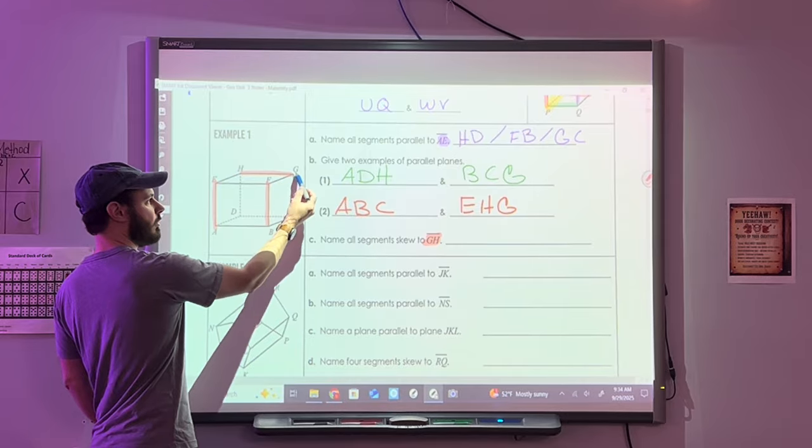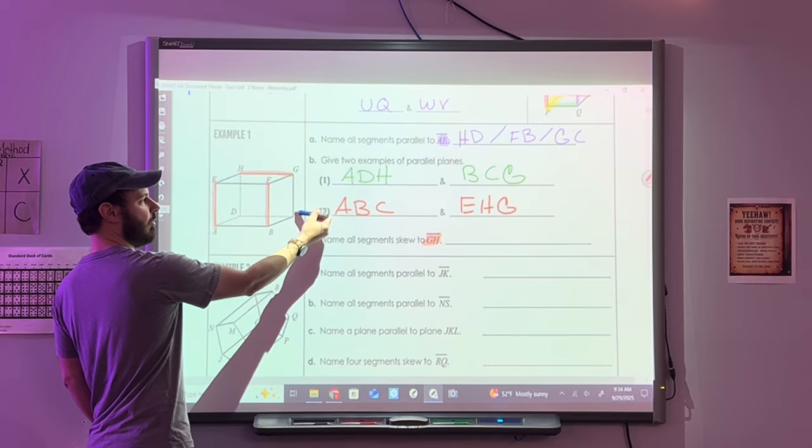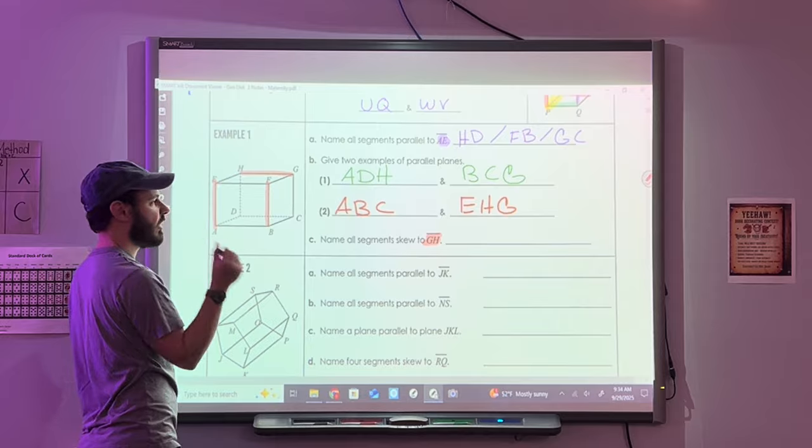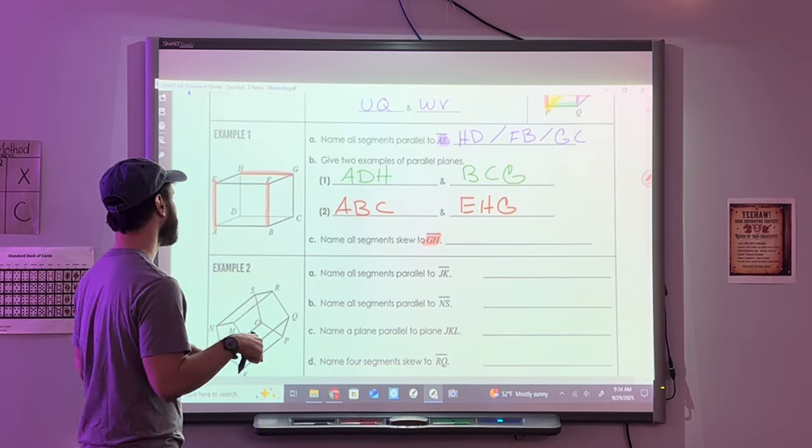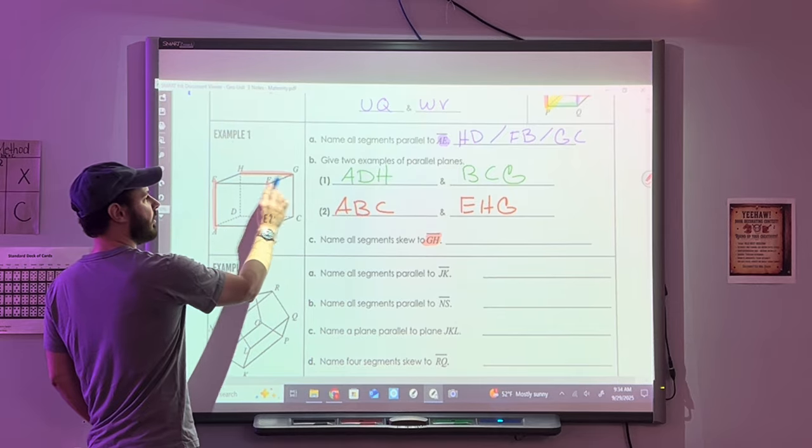This one right here, GC, that's going up and down. But look how it directly touches that red, so that's not good. I don't want to do that one. Okay, so I think I got all my up and downs that don't touch, but there's more. This one's going left and right.